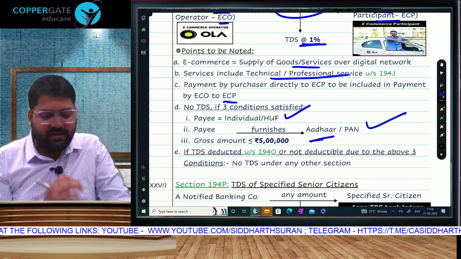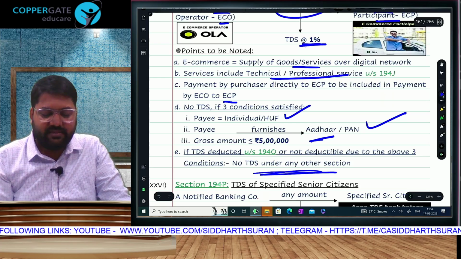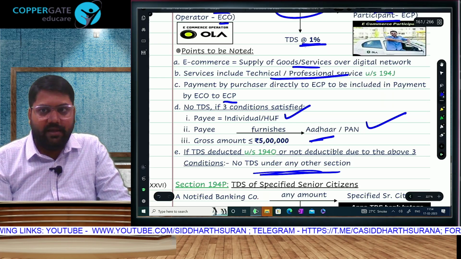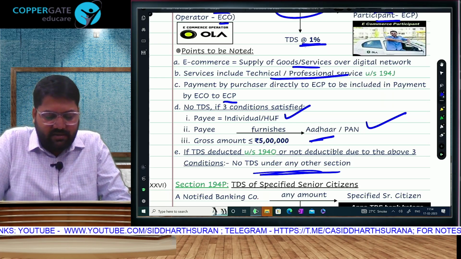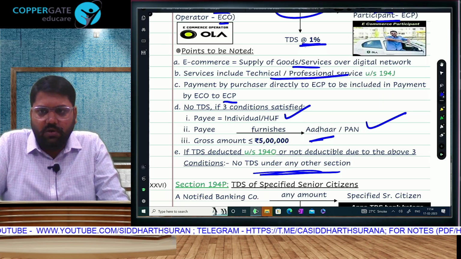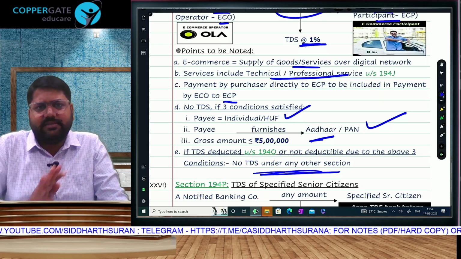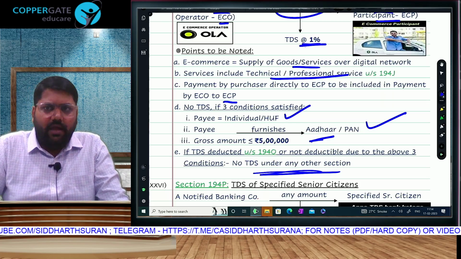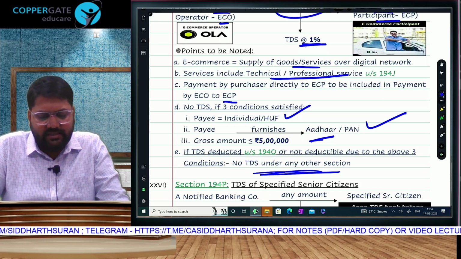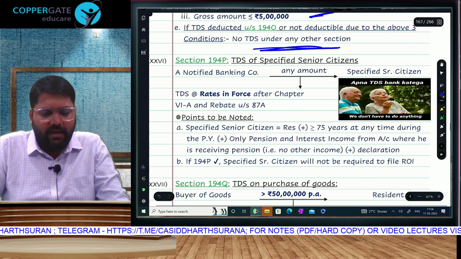And if TDS is deducted under this section, then there will be no TDS under any other section. But also note one of the other newly introduced sections, I will talk about that also when we come to that. If TDS is deducted in this section, there will be no TDS in any other section. If this section is applied, then no other section will be applicable.